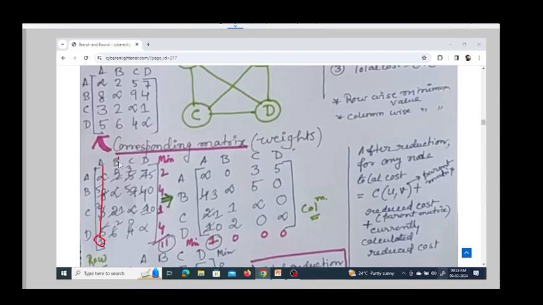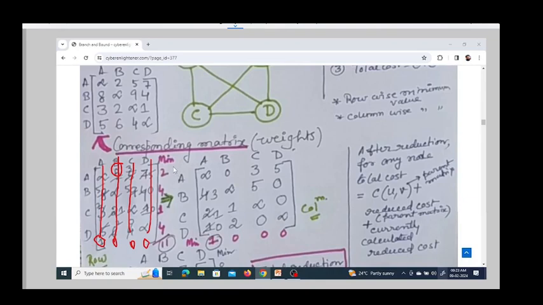And then second column, what is the value? 0 is already there, 0. So there is no reduction cost, 0 reduction cost. So what about this one? This also one 0 is there, this is also 0. What about this one? Here also one 0 is there, 0. So there is no reduction cost, only 1.